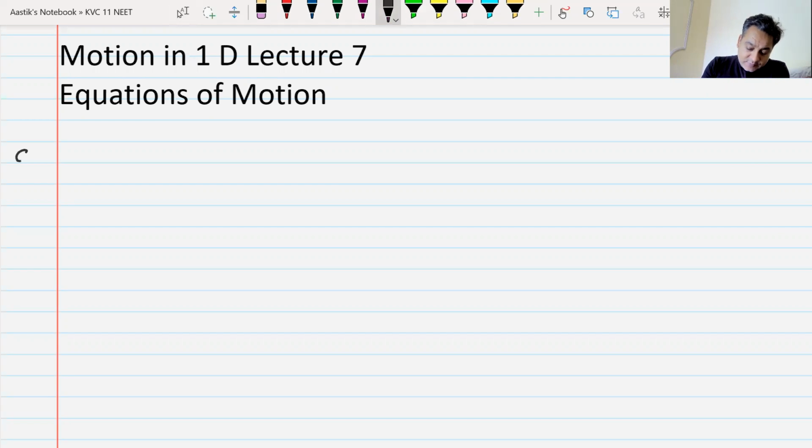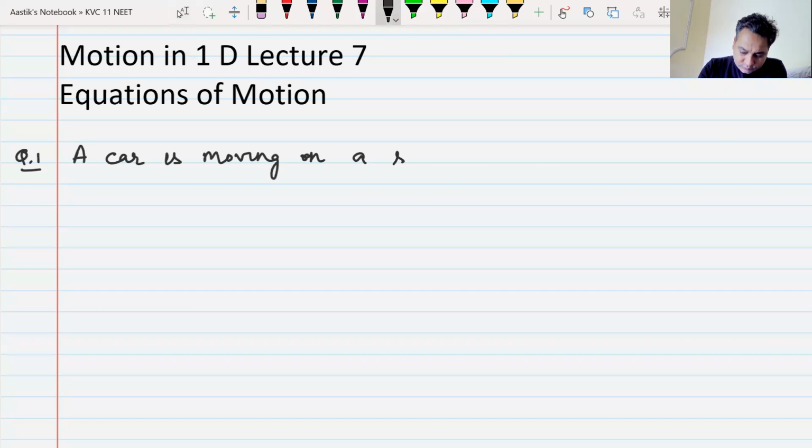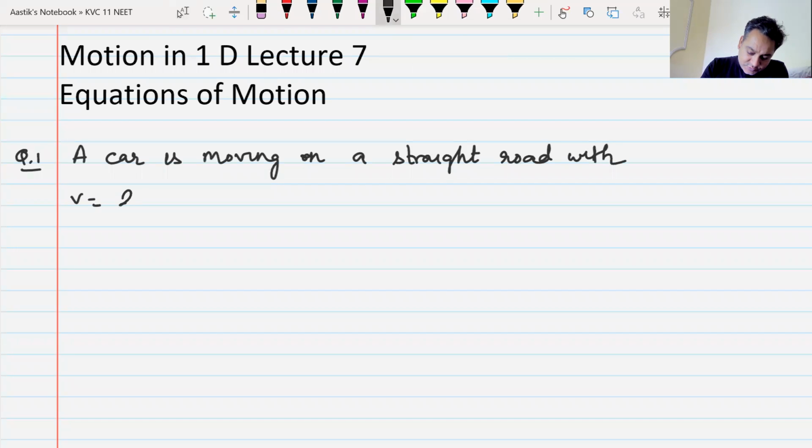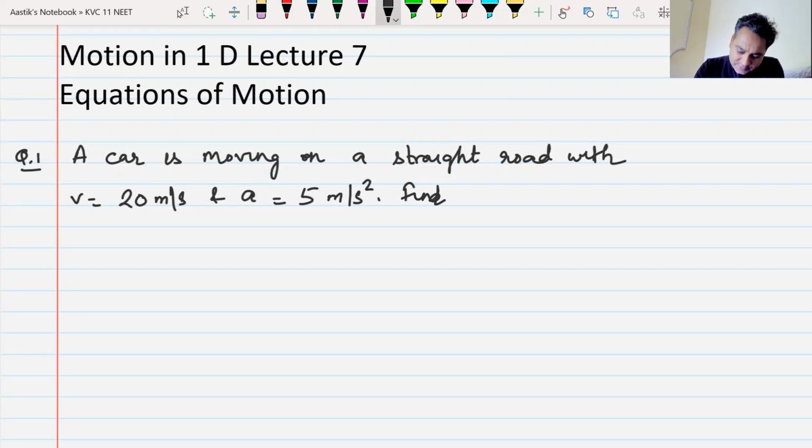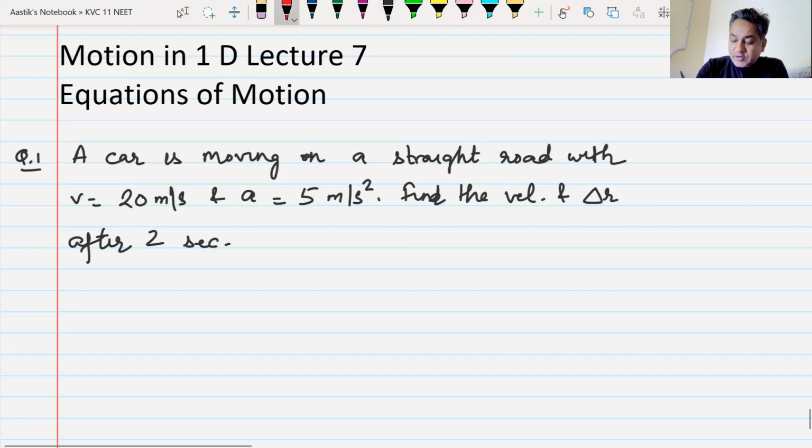So the first question that I'm going to give you is this. A car is moving on a straight road with velocity 20 meter per second and acceleration 5 meter per second square. Find the velocity and displacement. I can also call it distance because it is in a straight line. Velocity and displacement after 2 seconds.